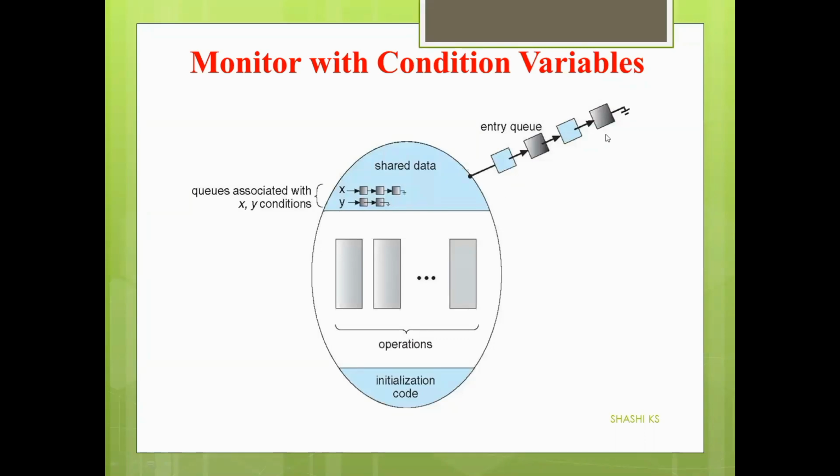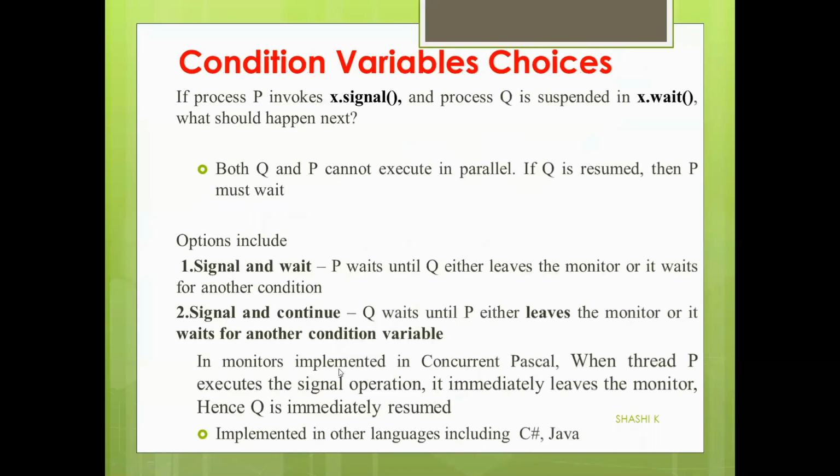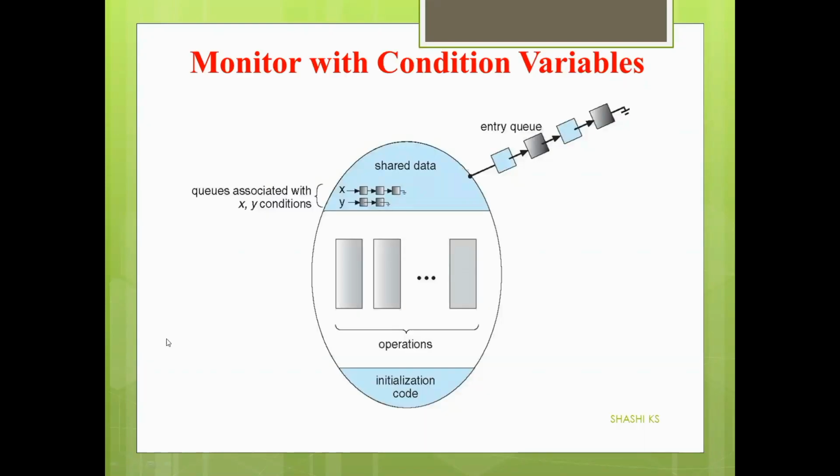There will be a set of processes waiting to get access to the monitor as a whole. This is the entry queue of the set of processes waiting for entry to the monitor, and this is the queue of each individual process waiting for each separate shared data. So this is a schematic view of a monitor which has more than one condition variable.